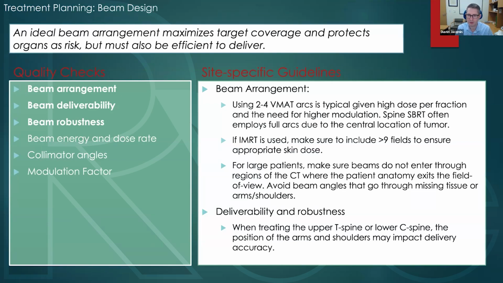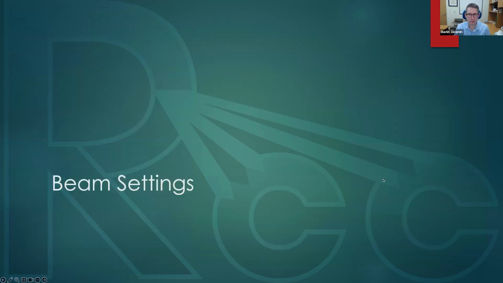If you're doing IMRT, using 9 or more beams is a good idea, again, just to have more modulation and to spread out the surface dose as well. If you have a large patient you're treating in the thorax, abdomen, or pelvis, make sure beams don't enter through regions of the CT where the patient anatomy is outside of the field of view. And if there's missing tissue, or if you have arms or shoulders in the field, it's best to avoid treating through those unless they're really well immobilized. So just consider the arms and shoulders for T and C spine.